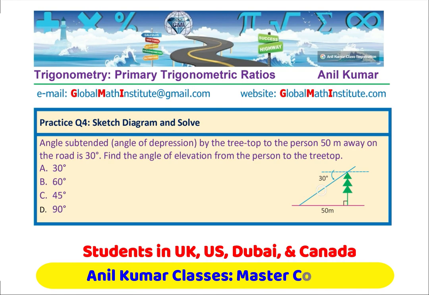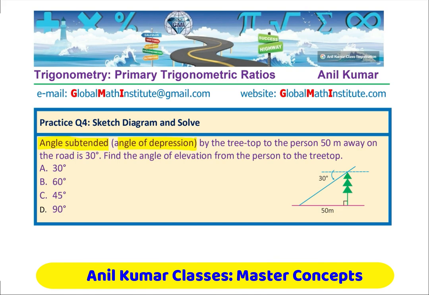Question number 4. Very common question. Angle subtended is a good concept to understand, which is same as angle of depression. Sometimes the word angle subtended confuses students, and so they do not get this question. So the question here is, angle subtended by the tree top to the person 50 meters away on the road is 30 degrees. So angle subtended is this angle, which is same as angle of depression.